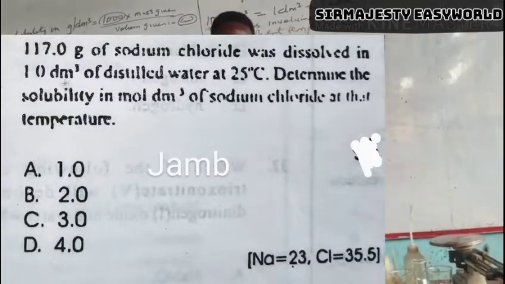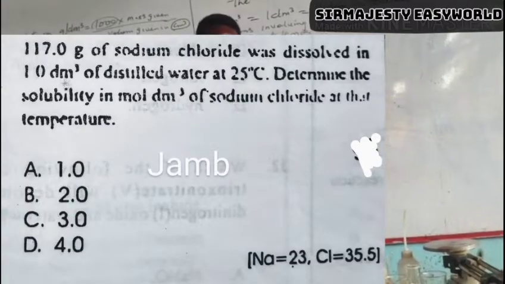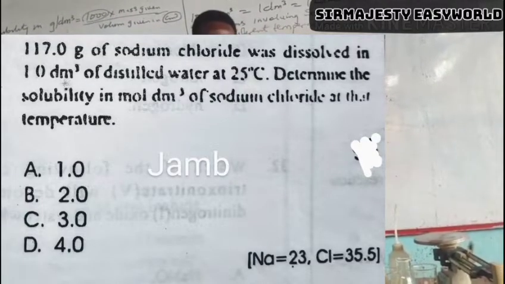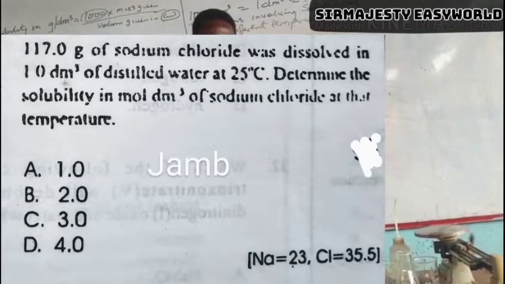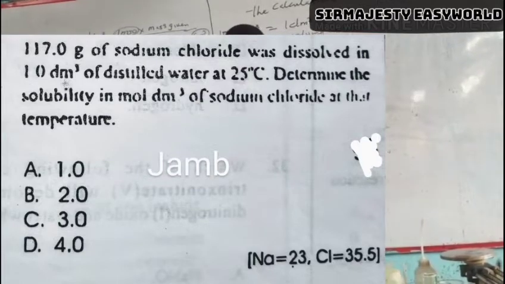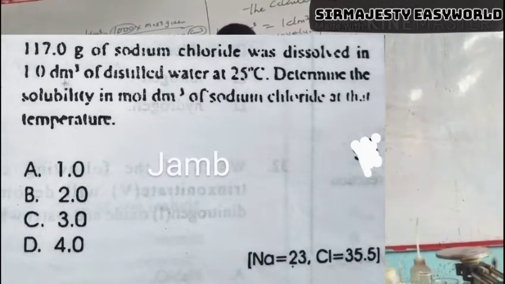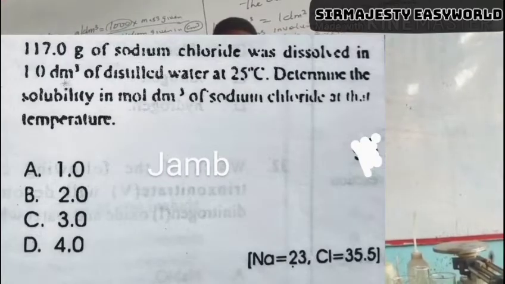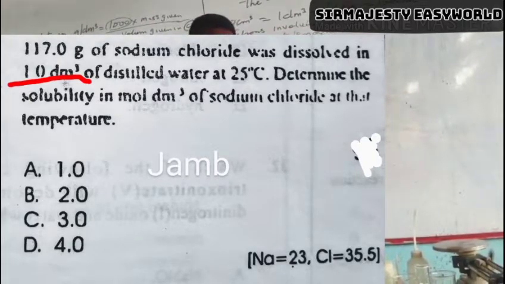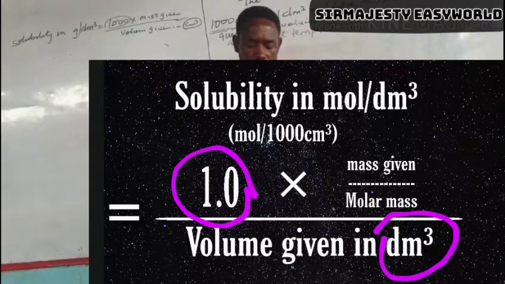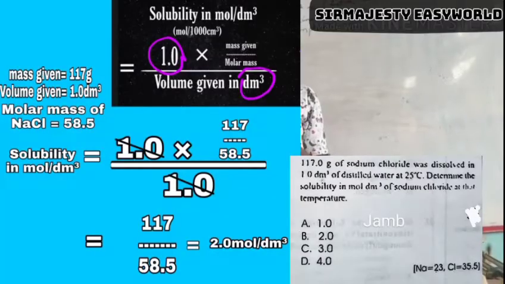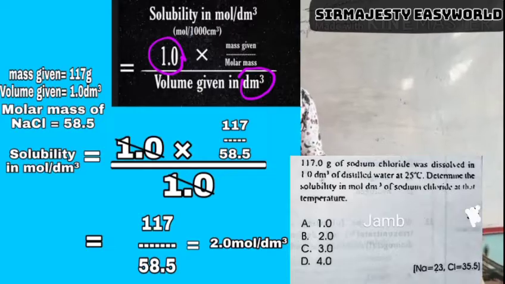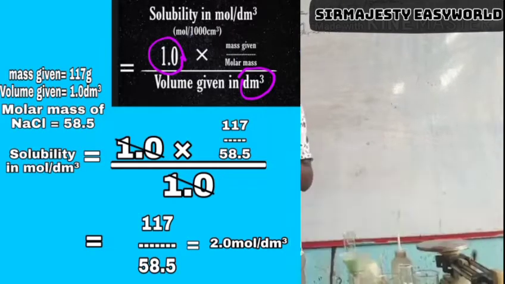Now carefully watch this question. It says if 117.0 gram of sodium chloride was dissolved in 1.0 dm cube of distilled water at 25 degrees Celsius, determine the solubility in mole per dm cube of sodium chloride at that temperature. Carefully watch this question. The volume was given in dm cube, unlike other examples you have been seeing where volume is in cm cube. Therefore, you use this formula which says 1 times mass given over molar mass times volume in dm cube, and the volume was 1.0 dm cube. Therefore, at the end, you just have that mass given all over molar mass gives you the solubility.